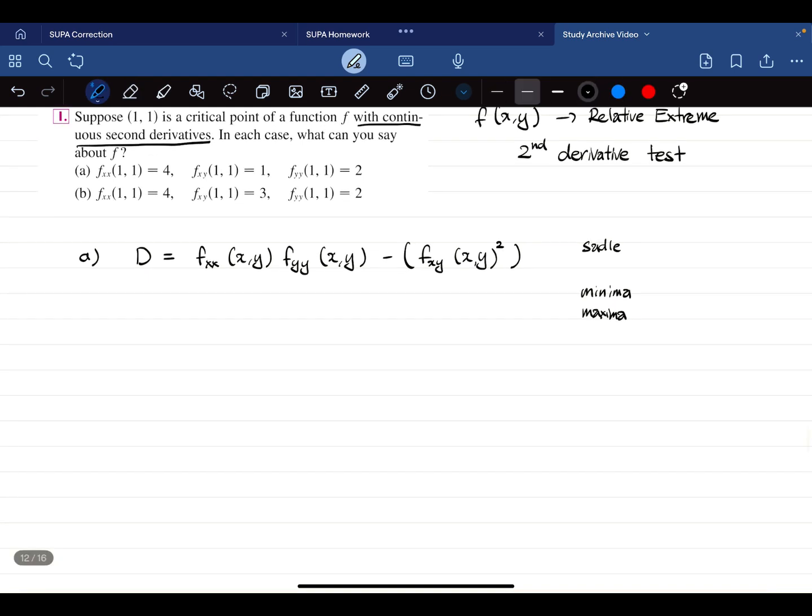So let's check for a. f_xx at (1, 1) is 4, and f_yy at (1, 1) is 2. And we multiply, then subtract f_xy squared, which is 1 squared, and that will come out to 7. Now the exact value doesn't matter because we know D is bigger than 0, and we know f_xx is bigger than 0, so this is going to be a relative minimum.